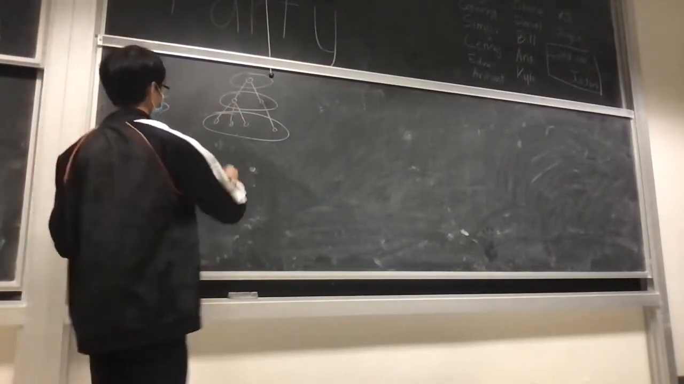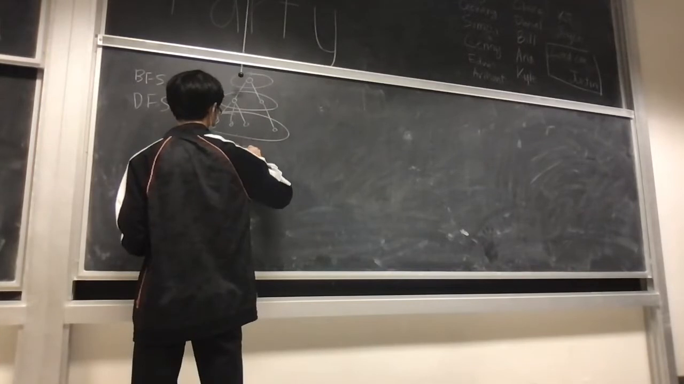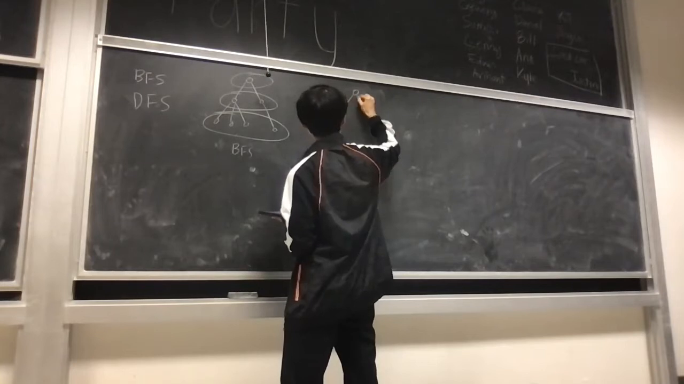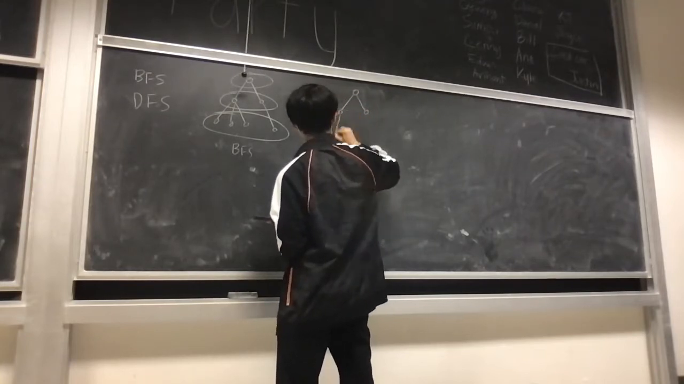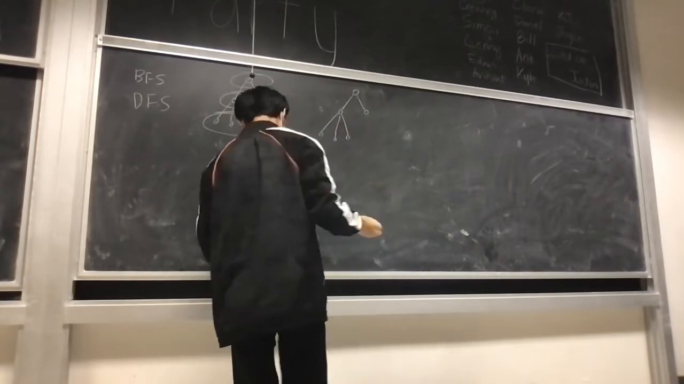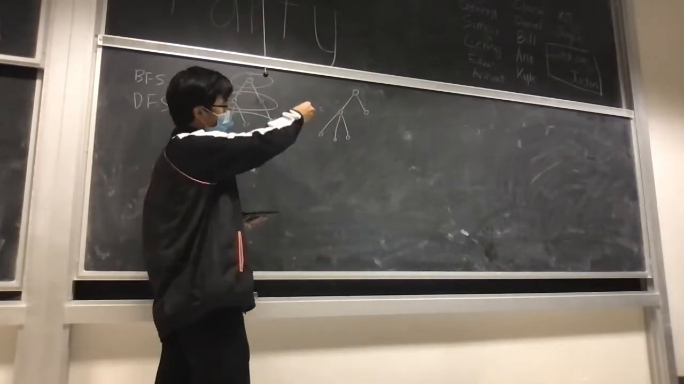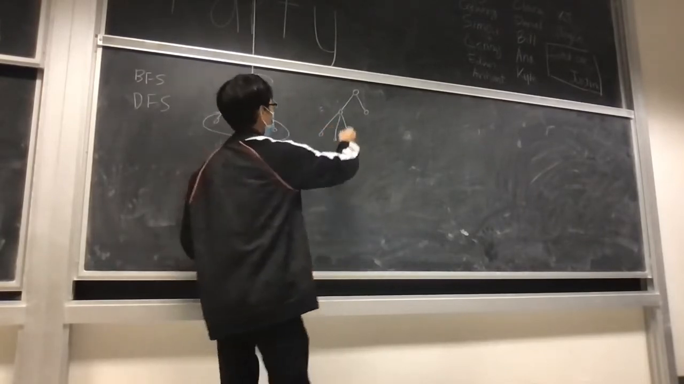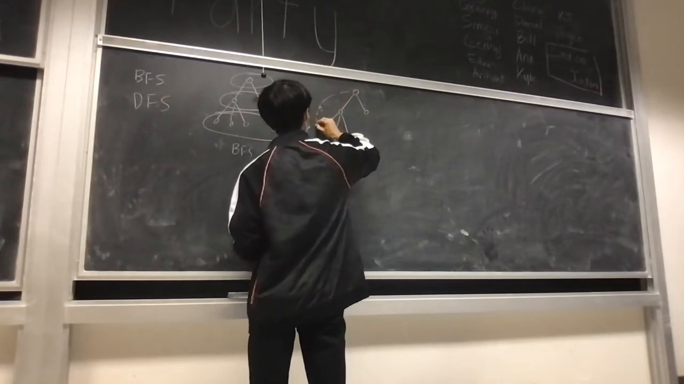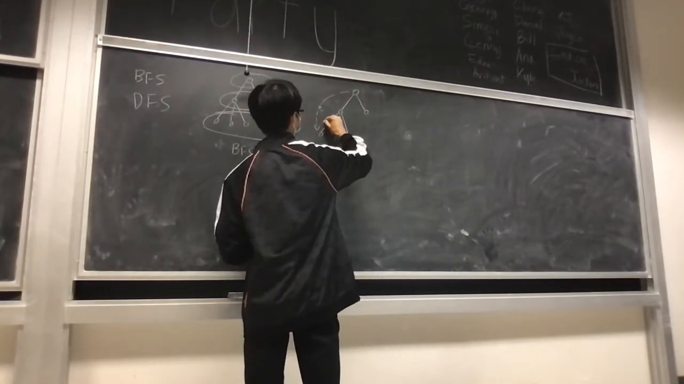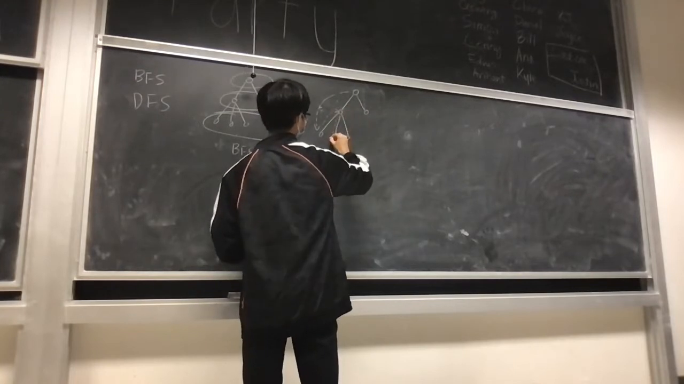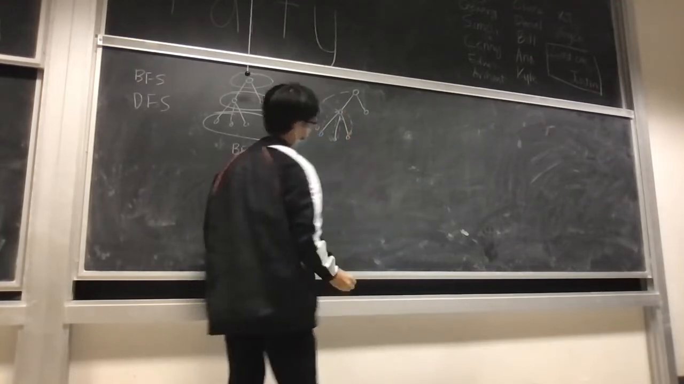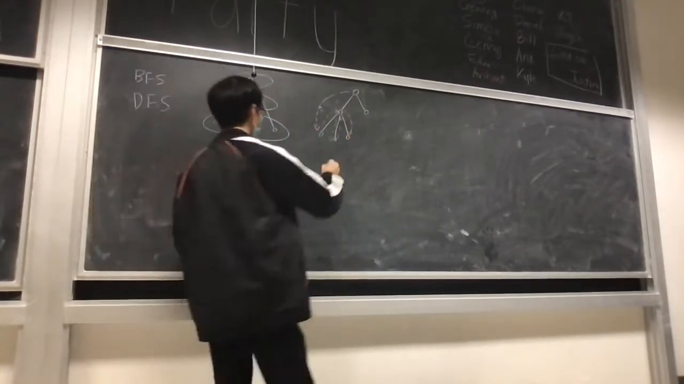And then as for DFS, we travel by going from the root all the way down to a leaf, and then backtracking. So we would go something like this, and then we would backtrack to here, and then go down to these children, backtrack, and then so on. So this is DFS.